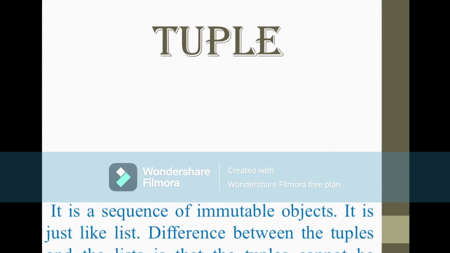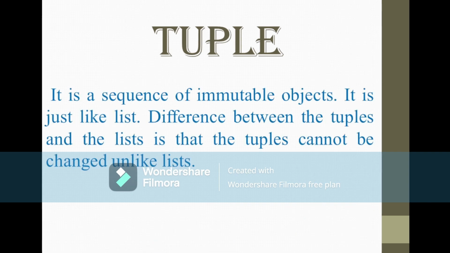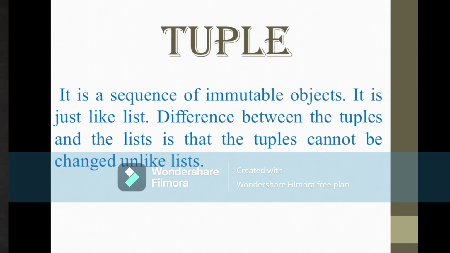Now tuples, it is a sequence of immutable objects. It is just like a list. The difference between the tuple and the list is that tuples cannot be changed, unlike lists.